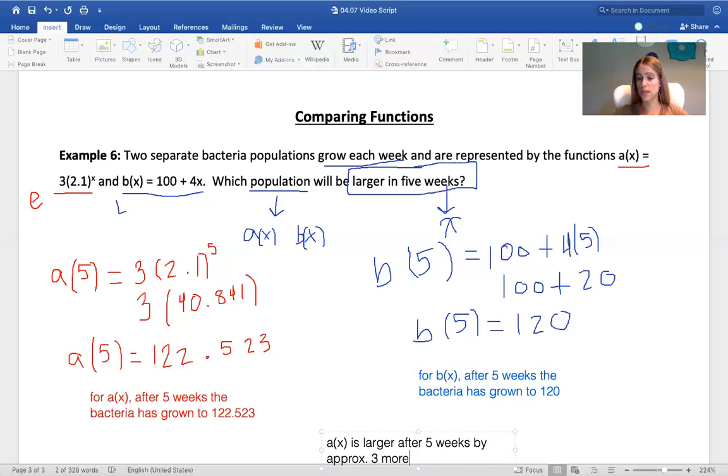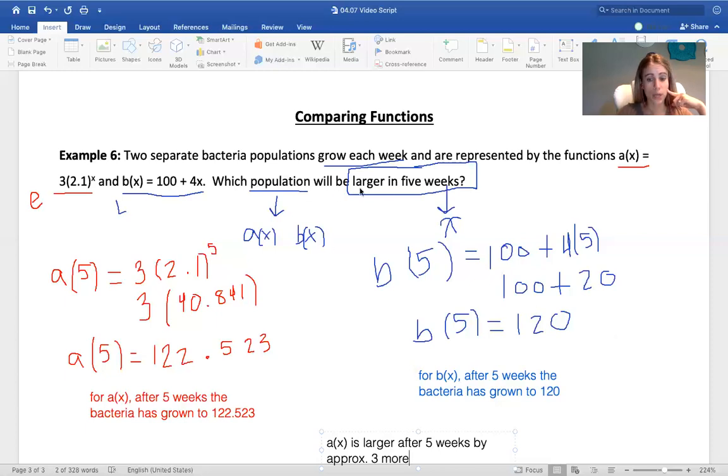All right, let's do that third read to make sure I really answered it. Two separate bacteria populations grow each week. So let's see, did they both grow from the initial value? For my red one, my exponential, my initial value is my a, so my 3. Yep, it went from 3 to 122, that definitely grew. And then for my blue one here, my linear, well, y equals mx plus b. Your b value, in this case, is your y-intercept, your starting point. So 100 is our initial value. Yep, it didn't grow quite as fast. It only went from 100 to 120, but it still grew.